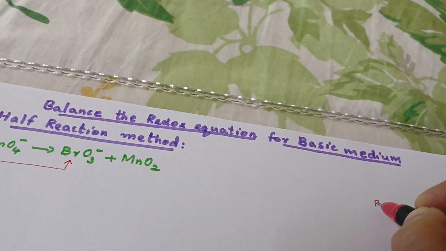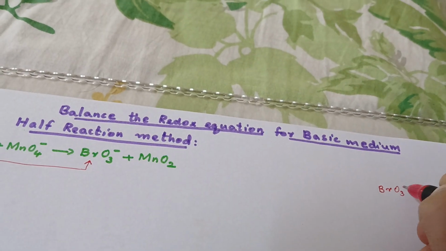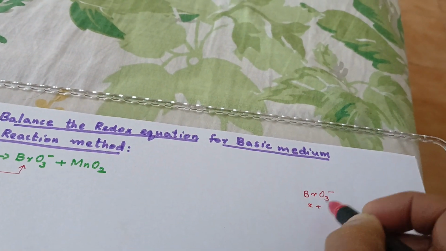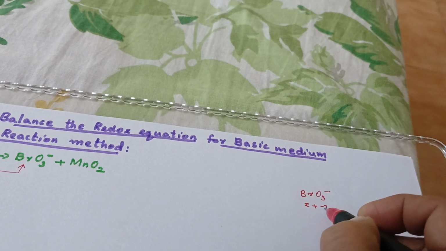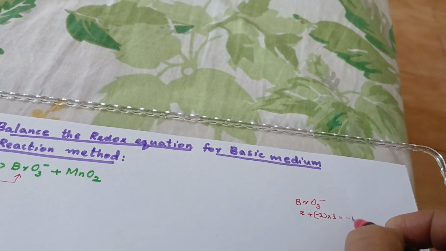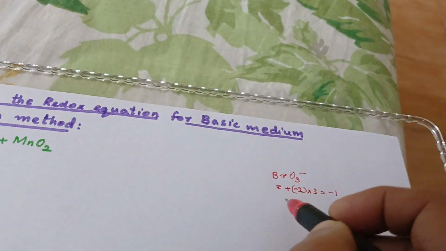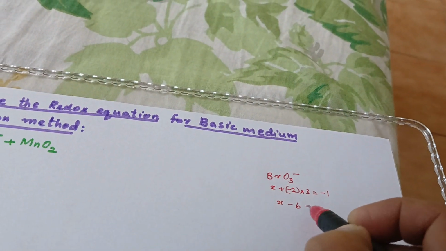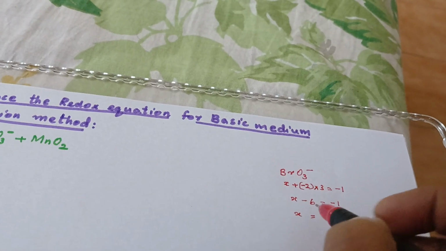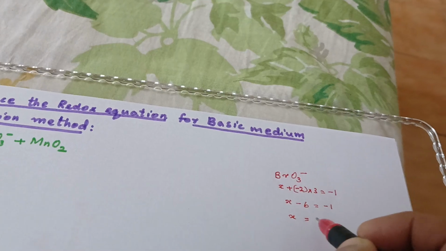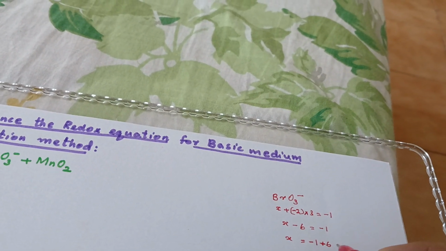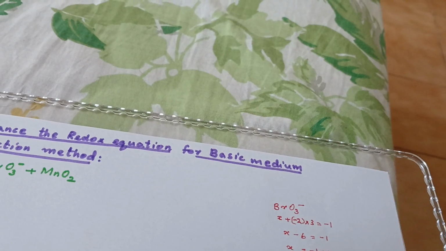Say in BrO3 minus, let X be the oxidation number of bromine, plus 3 oxygens, minus 2 is the oxidation state of oxygen, into 3, equal to minus 1, that is the overall charge. So X minus 6 is equal to minus 1. X equals, we will take this minus 6 to the opposite side. So minus 1 plus 6, it becomes plus 6. That is equal to plus 5.